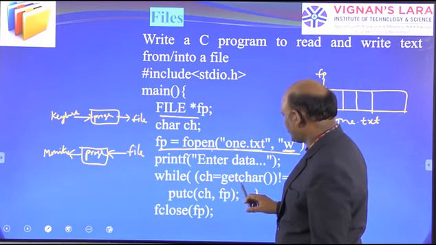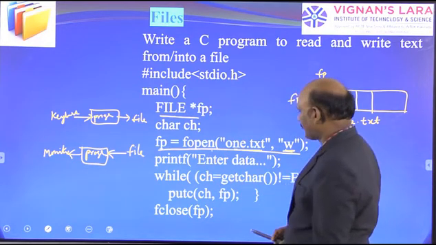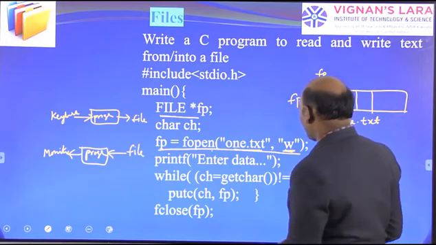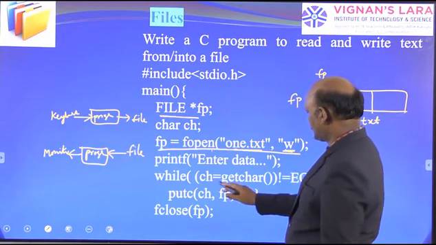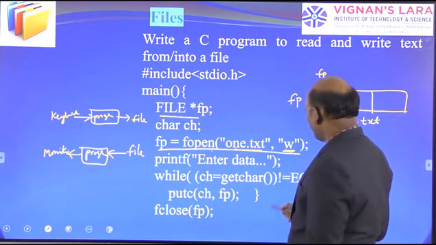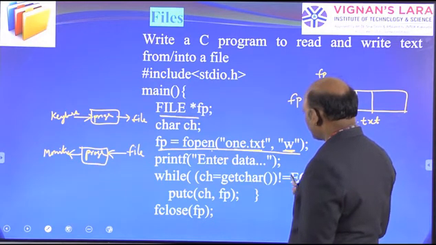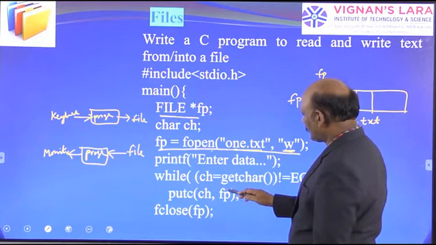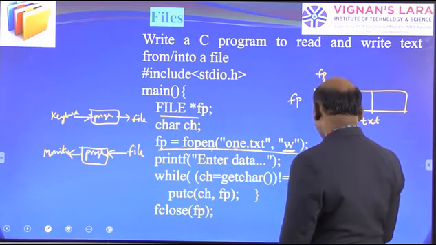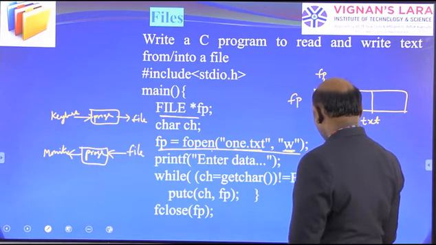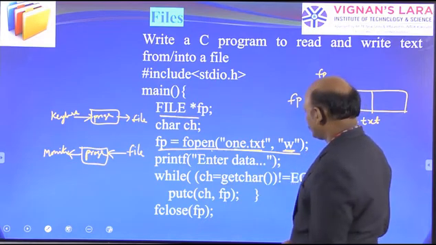First, while ch equal to getchar is not equal to end of file, it will read character by character. First I am reading a character w: ch equal to getchar of w. W is not equal to end of file, so this loop will be executed until Ctrl Z is pressed. Ctrl Z is end of file, EOF.